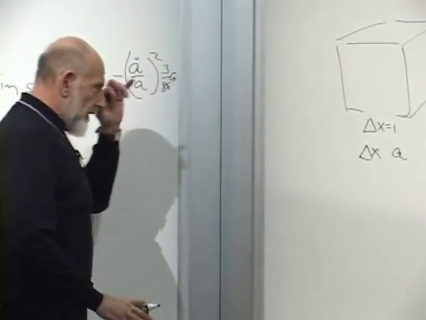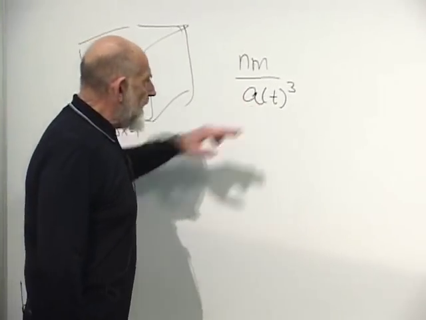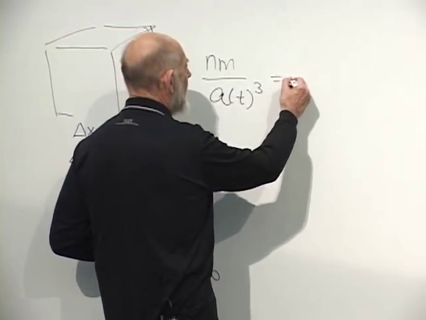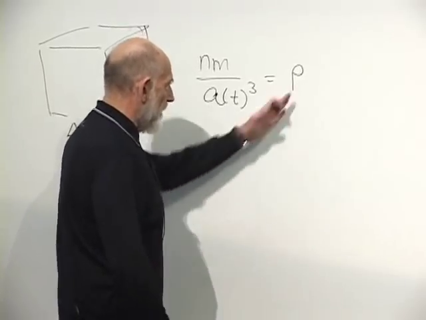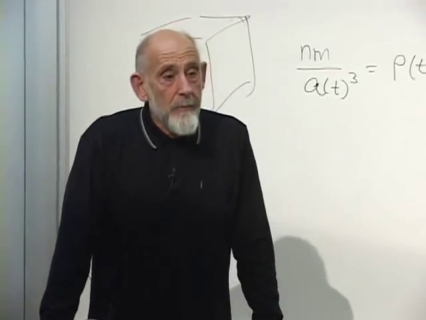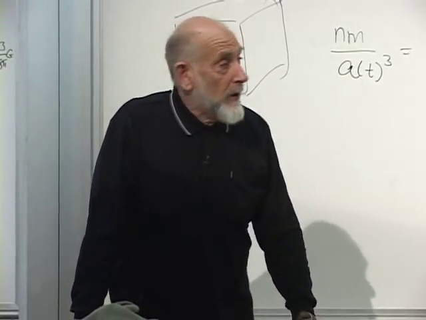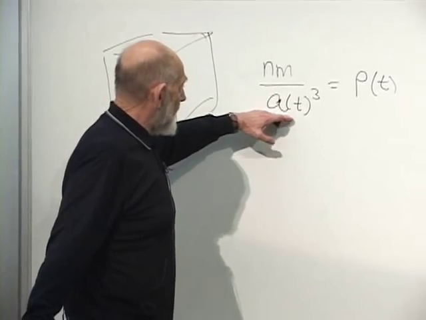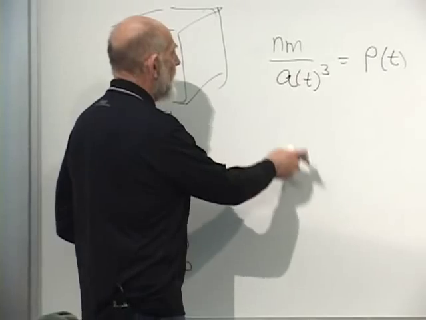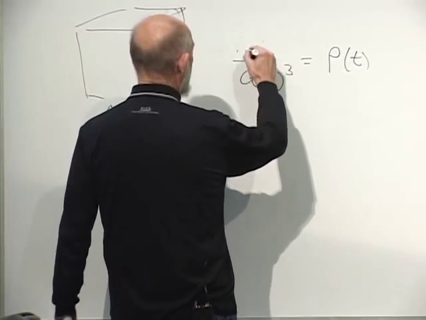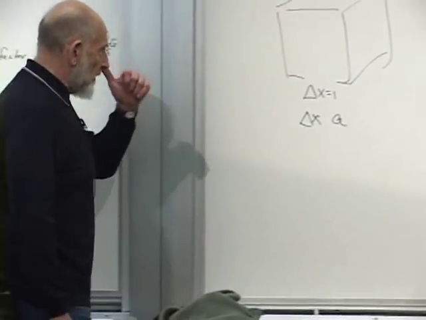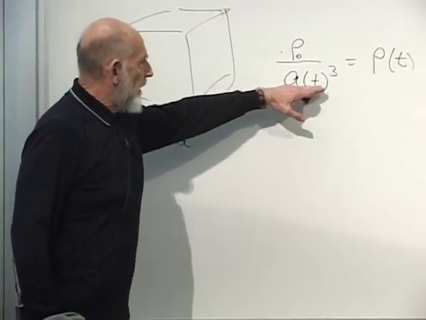The only important thing here is that at any time, if I know the energy density at any given time, then I know it at all times, not because it stays the same, but because it always scales like 1 over a of t cubed. So we can say that rho of t then is some number, we could call it rho 0, rho at some particular instant of time, divided by a of t cubed.